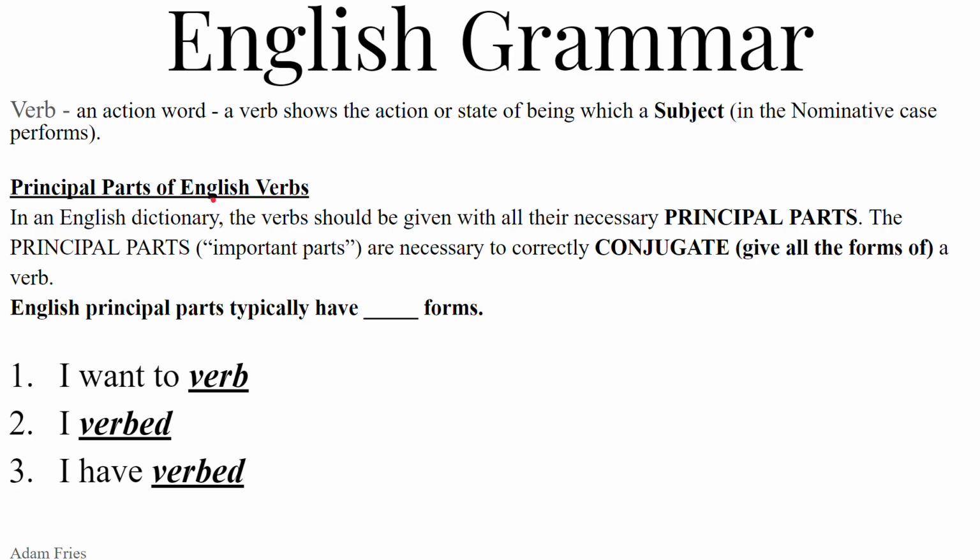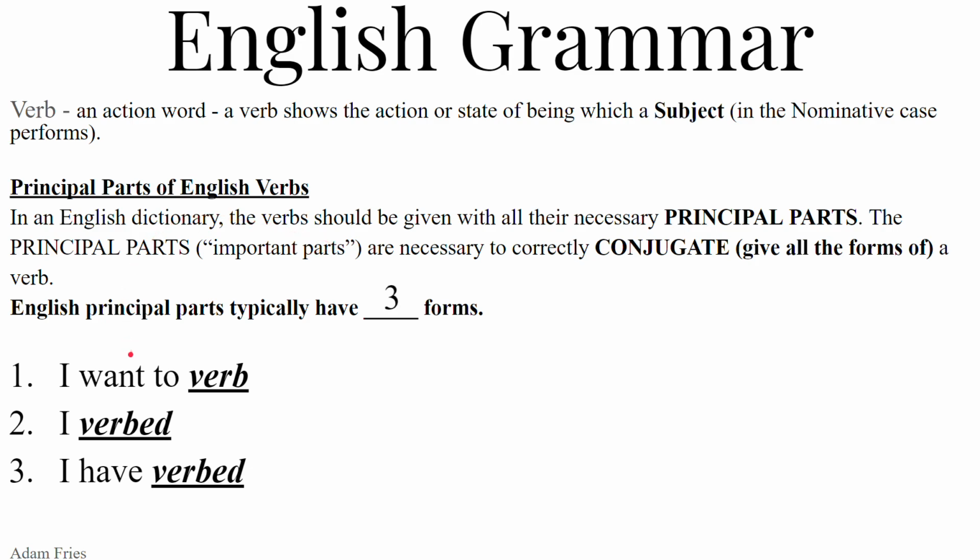If you were to look up a verb in an English dictionary, the English dictionary should give you the principal parts of the verb. The principal parts are necessary to correctly conjugate, that is, give all the forms of an English verb. So you should know all the principal or important parts. English principal parts, typically there are 3 of them.